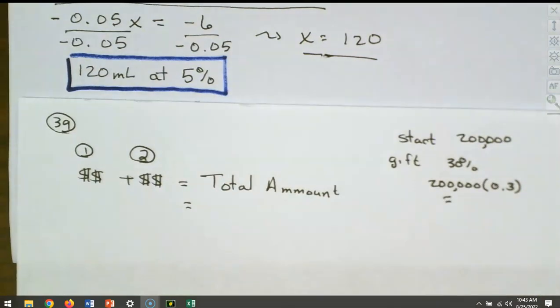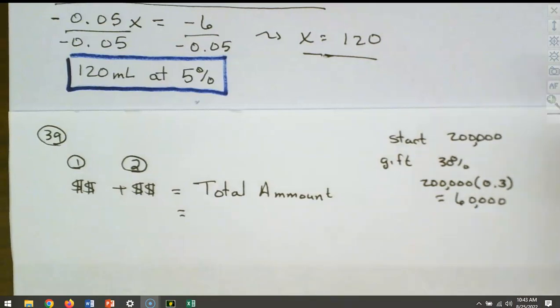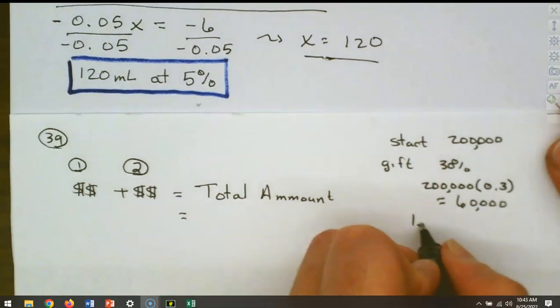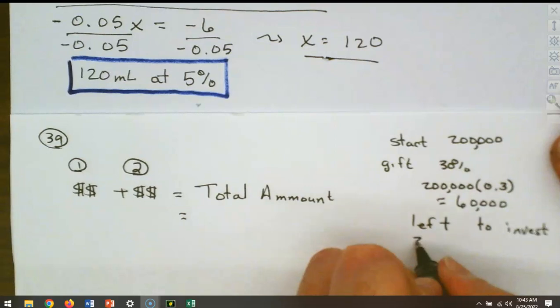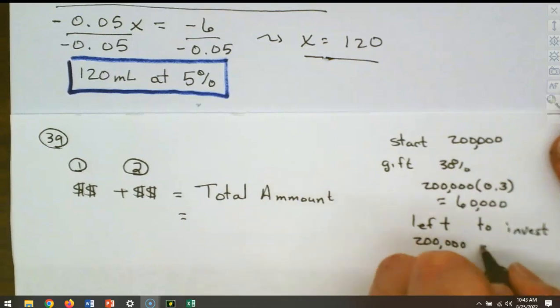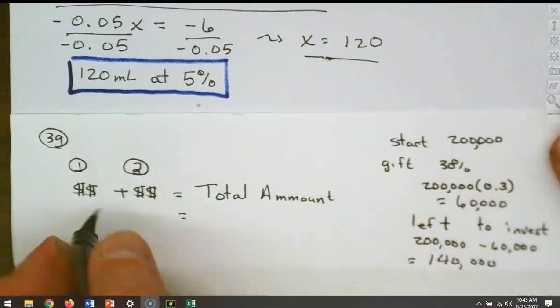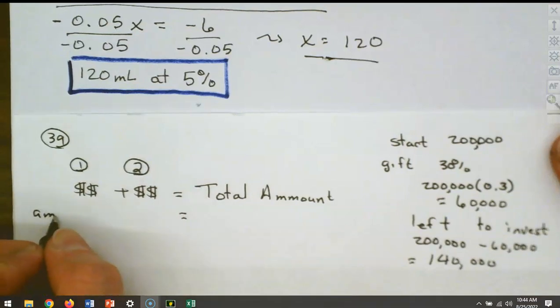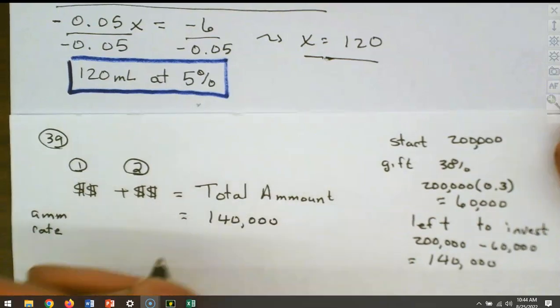So she ended up giving to charity now 200,000. Okay, so 200,000. And she gave 30% of that to charity, so that's 60,000. So she gave 60,000 to charity, and how much is left to invest? That's going to be 200,000 minus that 60,000. So she's going to be left with 140,000. And that's going to go over here under my total amount. So we've got 140,000 for my total amount.